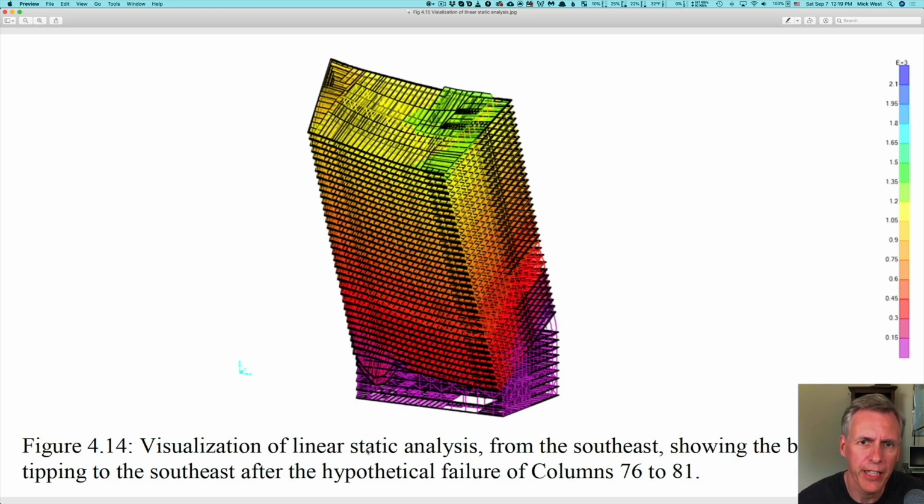But it's a static analysis. And static analysis you use when things don't really move very much. Things kind of settle, you see things settling, but when a building is starting to tip over, then the momentum of the building itself will come into play.